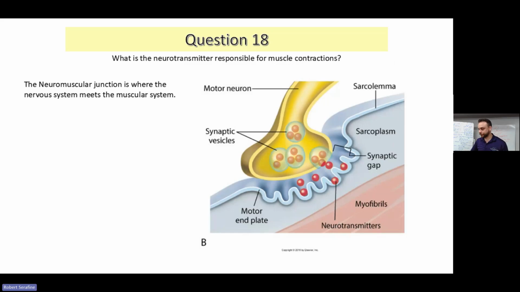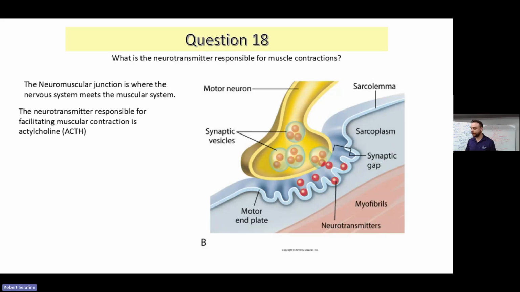Hopefully that was not too much. What is the neurotransmitter responsible for muscle contraction? Acetylcholine. If you needed the spelling, there it is on the board, abbreviated ACh. So two molecules that we want to remember so far in regards to muscles contracting: adenosine triphosphate and acetylcholine.